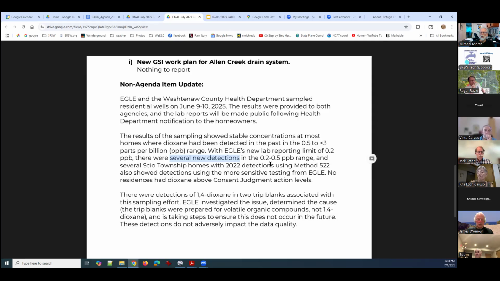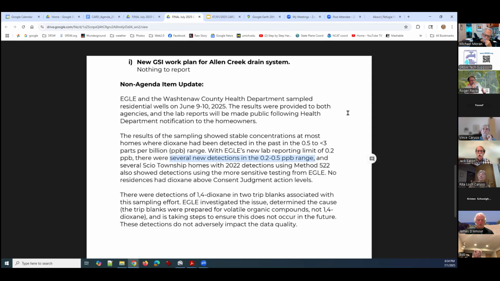Yeah, actually, what would be of most interest to me is how many additional detections you can attribute to the change in sampling method by EGLE. So if you plan to do that, that would be very interesting to me. Yeah, and we'll have to parse out which ones we've sampled before versus which are just under that 0.5 parts per billion.